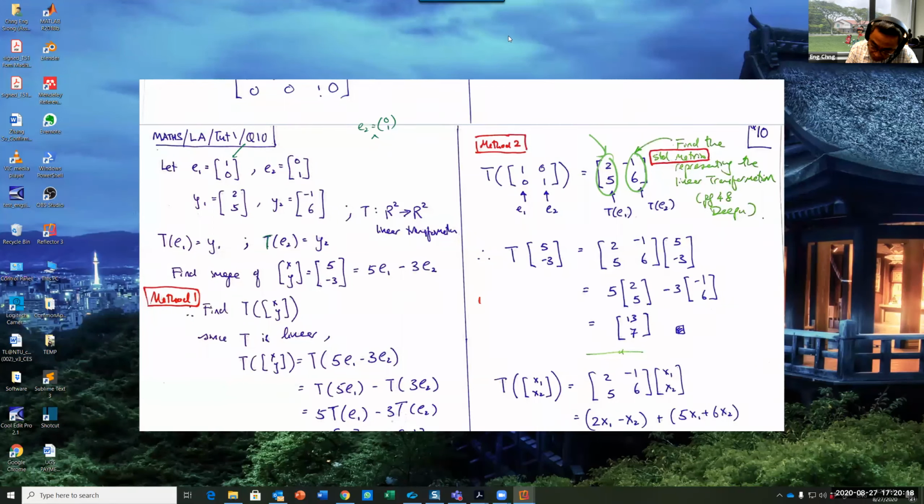We then use it. We have already found it. We use it on the new input which was given to us. So it becomes a matrix multiplied by a vector. You work it out, it is exactly the same.